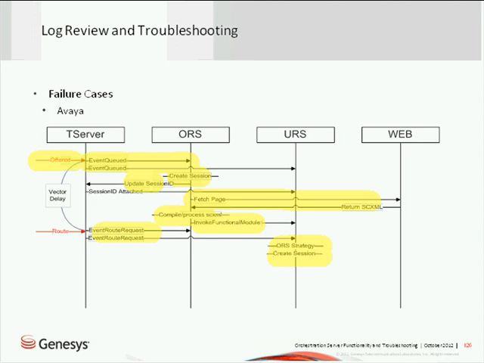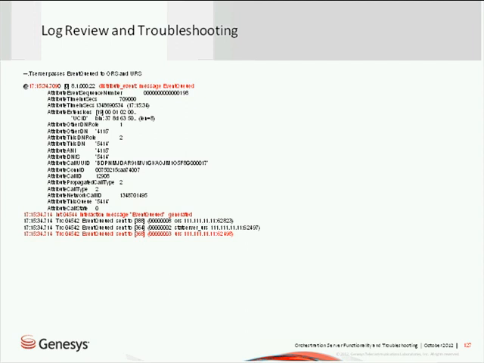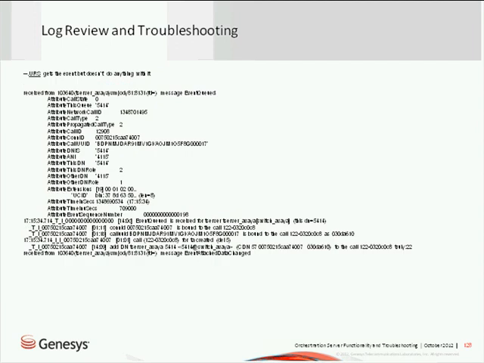So if we look at the logs, what it looks like, you're going to get queued. It's going to be sent to URS and ORS. URS is going to get it, but it's not really going to do anything with it. By default, it just sits there and waits for an event route request.